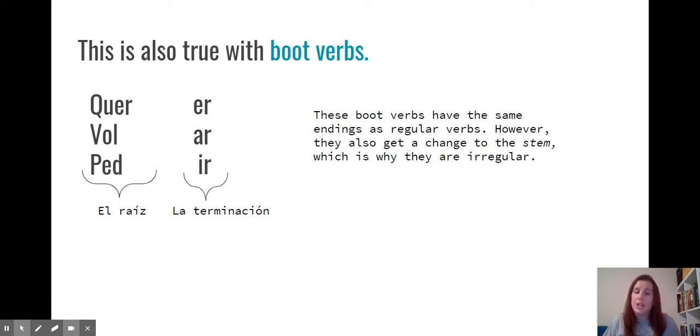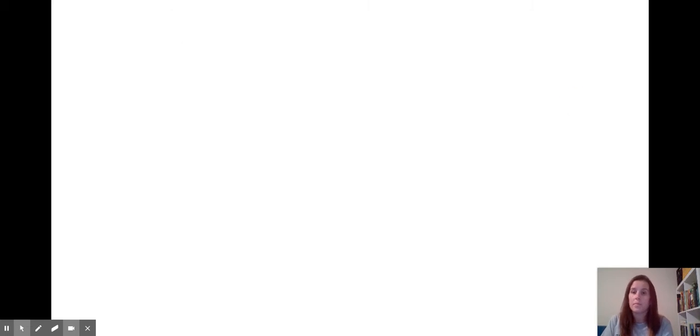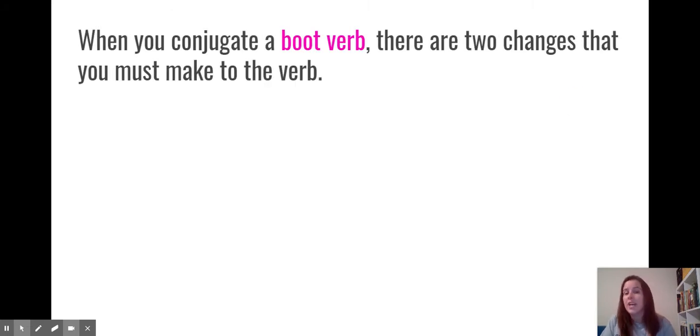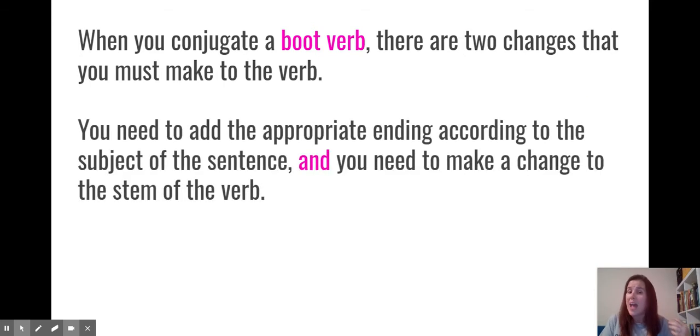However, they also get a change to the stem, which is why they're irregular. With a regular verb like hablar or correr, we're going to leave that stem alone. But with boot verbs, we have to also change something in the stem. When you conjugate a boot verb, there's two changes you have to make to that verb. You have to add the appropriate ending according to the subject of the sentence. That's the first thing. And then the second thing is you need to make a change to the stem of the verb.